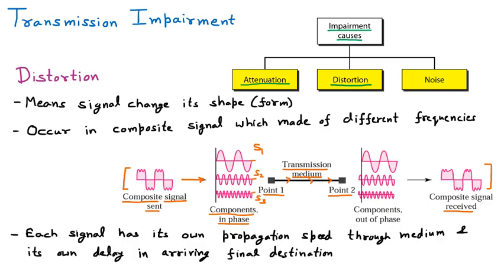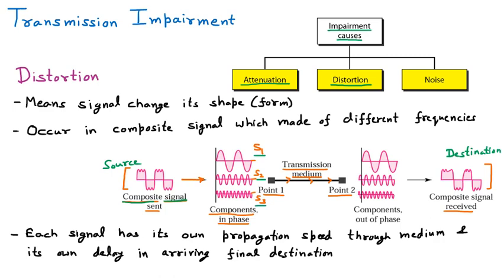Now this line is saying that they are having their own propagation speed through the medium. Let us suppose that this is the source and the last one is the destination. From the source to destination, the signals are moving, and we know that there are three signals S1, S2 and S3 which are combinedly making the composite signal. So this one is the composite signal and it is a combination of S1, S2 and S3.